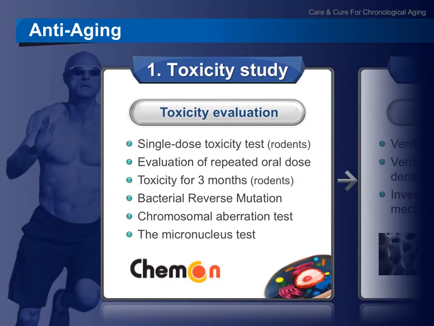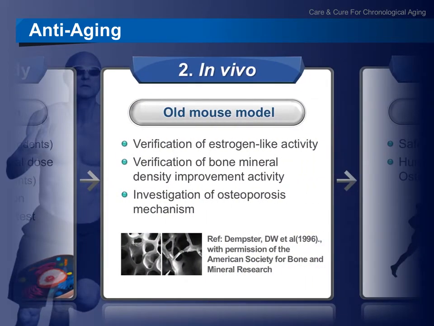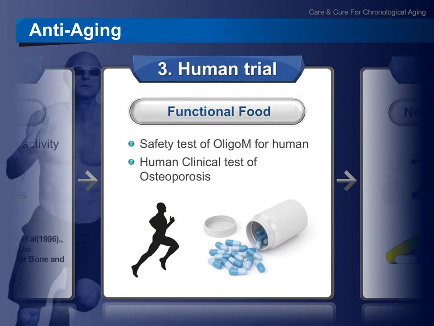For checking the anti-aging effects of OligoM, and in order for it to be approved as a functional food or sports drink, a toxicity evaluation was performed using the listed testing methods. We also verified estrogen-like activity, completed an evaluation of bone mineral density, and investigated mechanisms of osteoporosis using an old mouse in vivo model. The next step is human trials, and we are currently looking for partners with whom to perform human trials using OligoM.